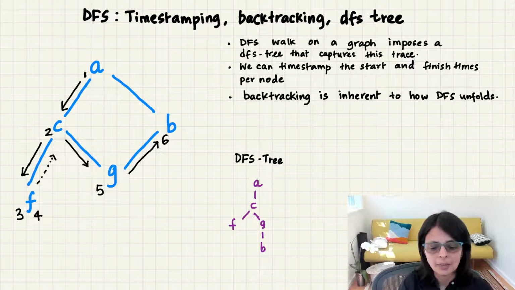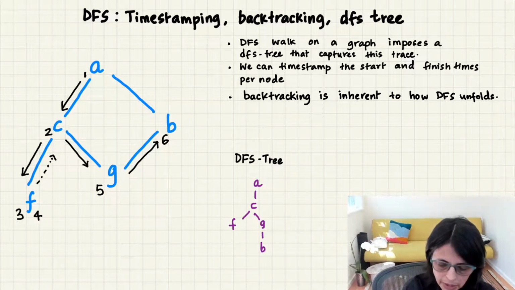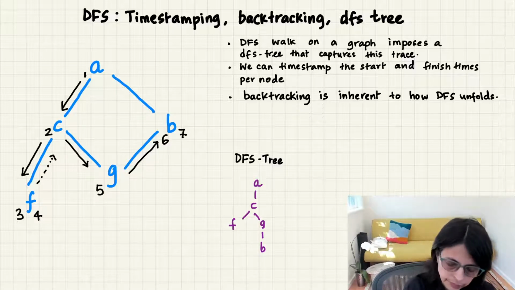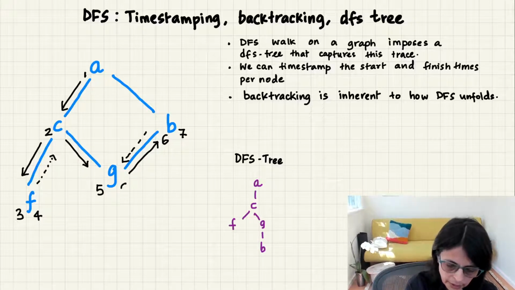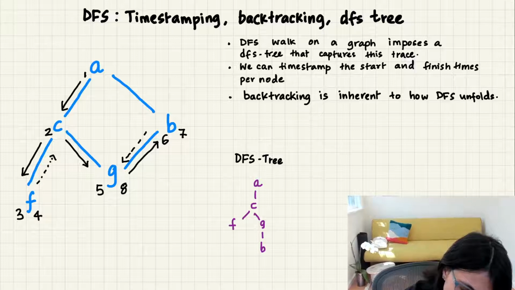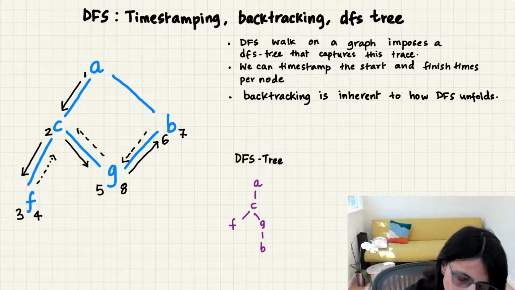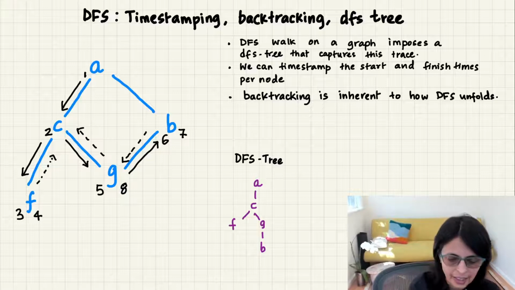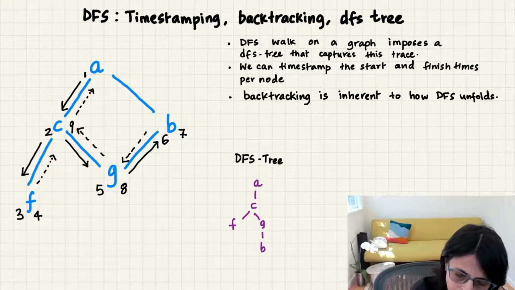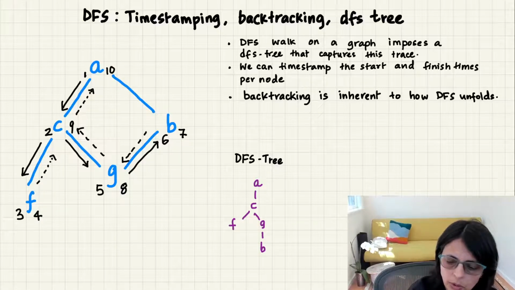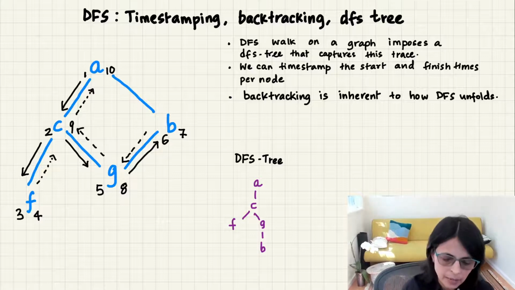And B is now done because it has 2 neighbors, G and A, and they're both already visited. So B is done at 7. It comes back to its caller, G. G is now done at time 8. It goes back to its caller, C, who is now done at time 9, and goes back to its caller, A, who is now done at time 10. So now we have, this is the time stamping, right?